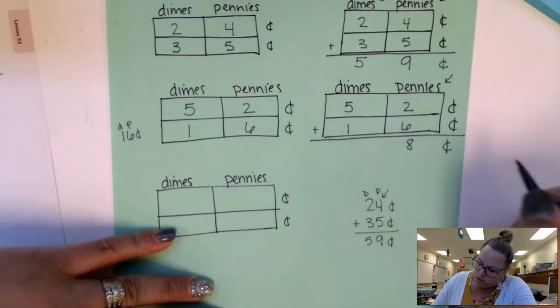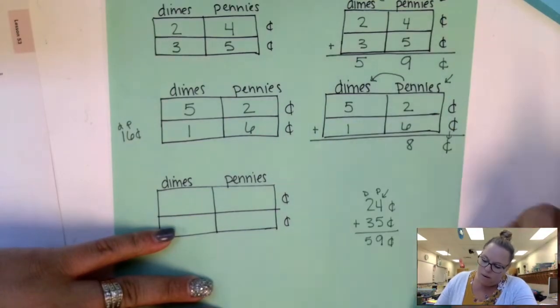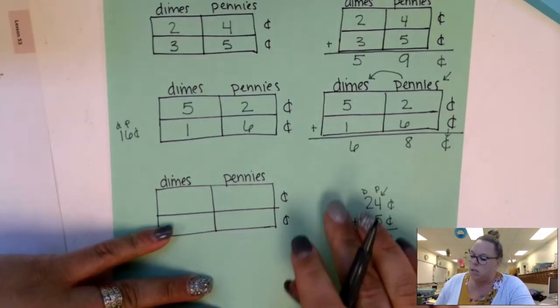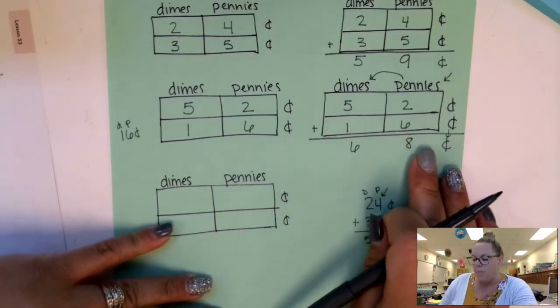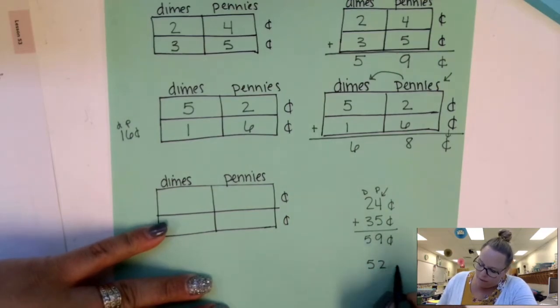Oops, Mrs. Friedrichs, don't forget to bring down your cent sign. Now I'm done with my pennies. I'm going to go to my dimes. 5 plus 1 is 6. So we would have 68 cents. We would have 8 pennies in our cup, and we would have 6 dimes. And here's how you would show that.